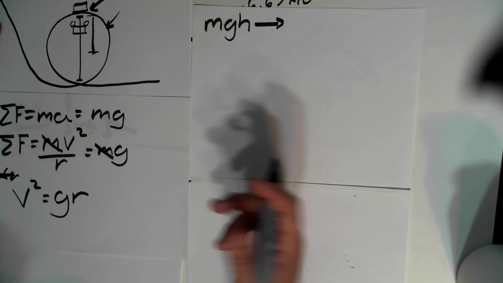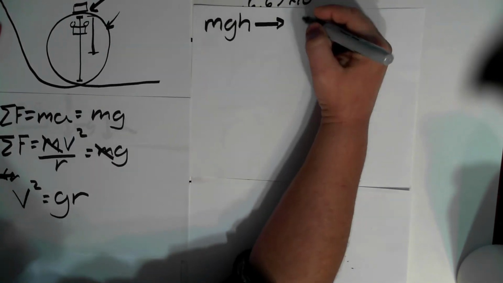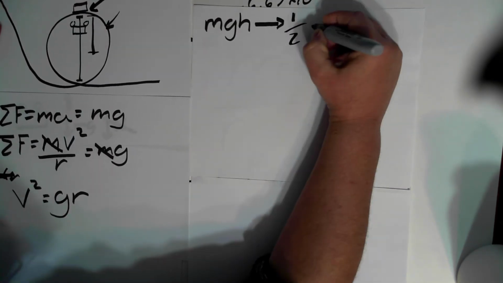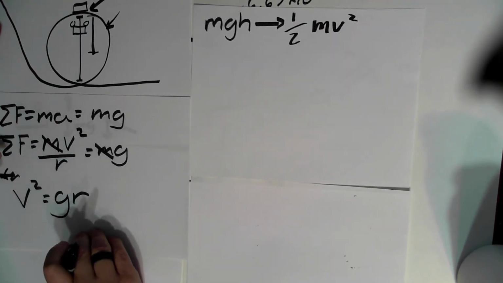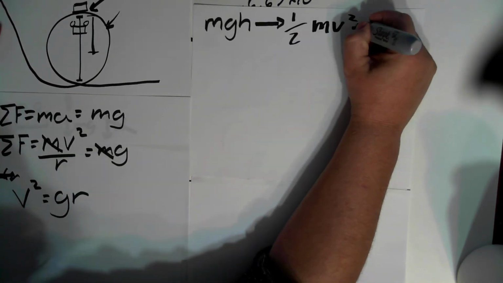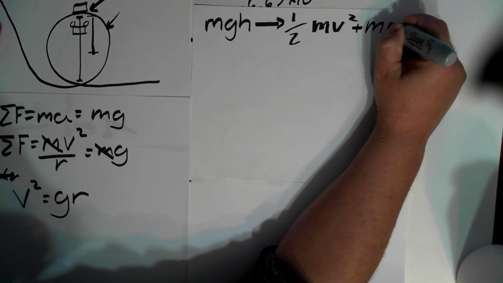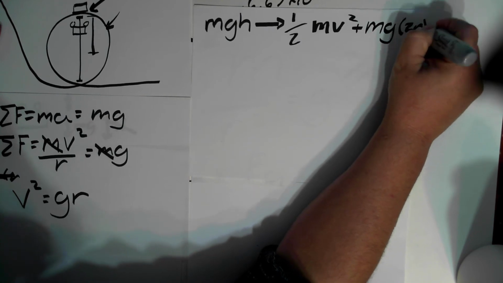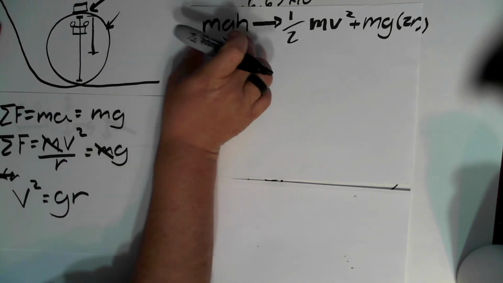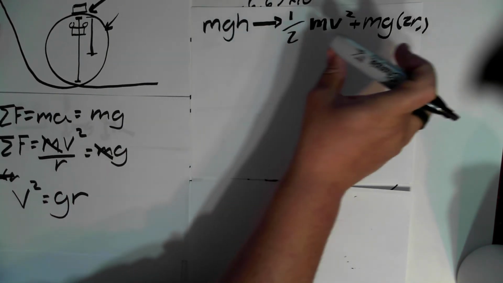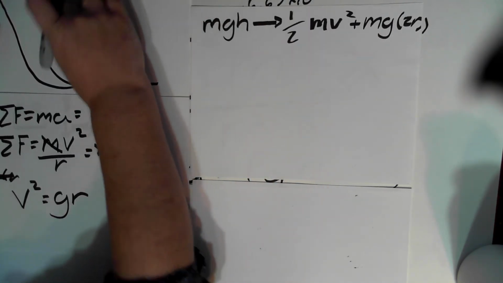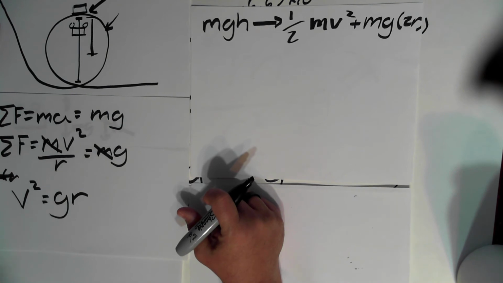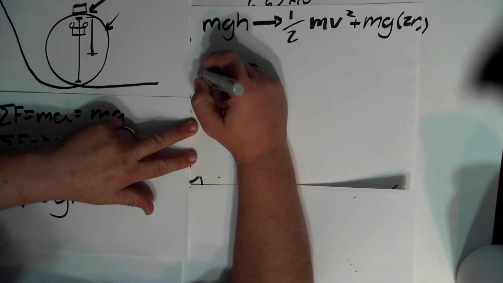Okay? So now I have my mgh, and that is going to go to 1/2 mv squared, which is this motion that it has at the top, plus this additional bit of gravitational potential energy it has at the top. So this is my initial potential energy. This is the potential energy at the top of the loop-de-loop. And this is the amount of kinetic energy it has at the loop-de-loop. Cool? Boy, that looks kind of ugly. Let's go ahead and do this again.